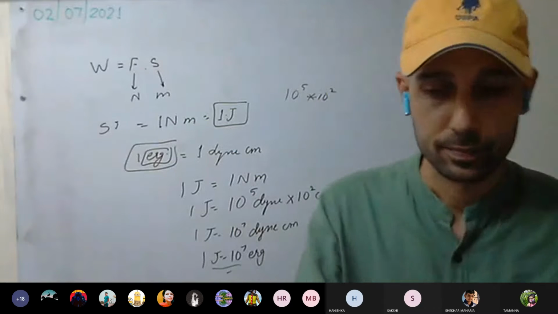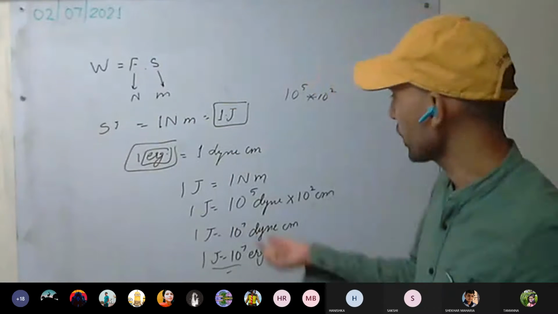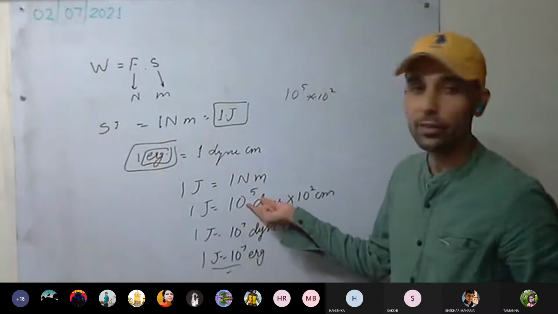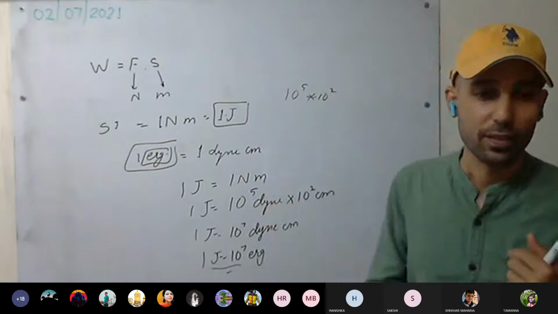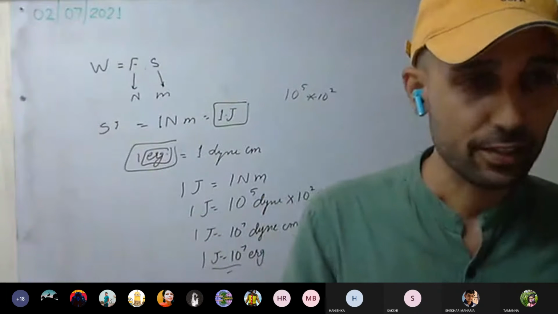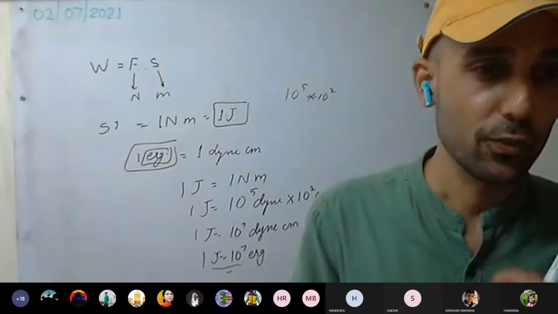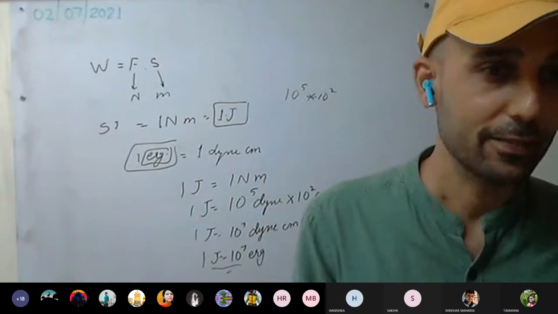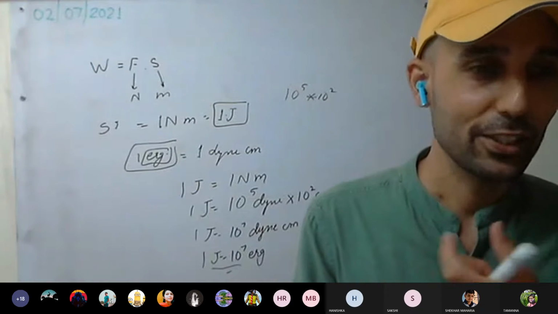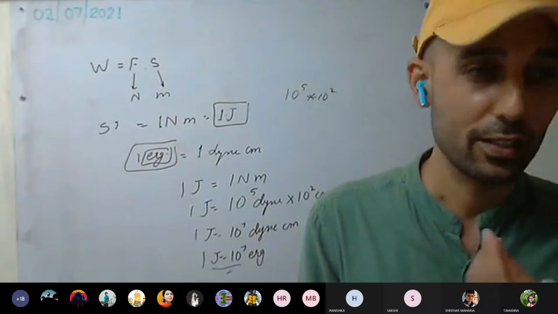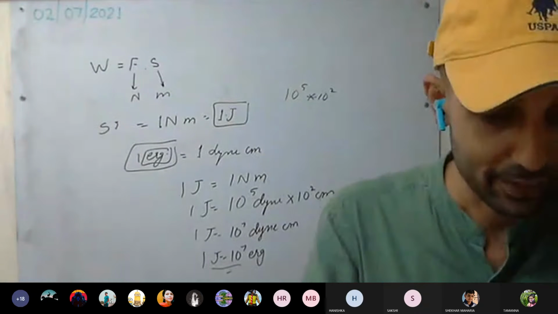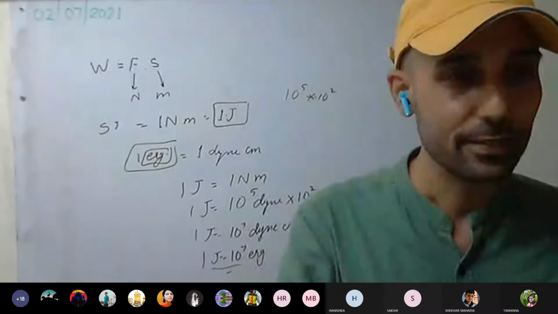Even if you forget, you can calculate. If you forget that 1 Newton equals 10 raised to power 5 dyne, you can calculate: F equals m a, mass into acceleration. Even if you forget acceleration, you can calculate it as change in speed per unit time. If you forget speed or distance, then we can't help it. Okay, so the SI unit is clear.